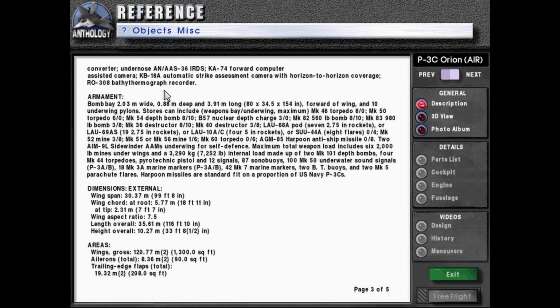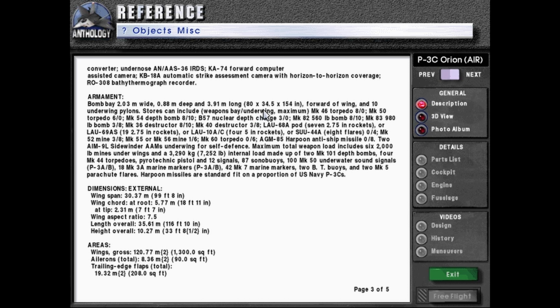Baffy thermograph recorder. I think that's like depths or water temperatures or something. Armament: bomb bay 2.03 meters wide, 0.88 meters deep, and 3.91 meters long.